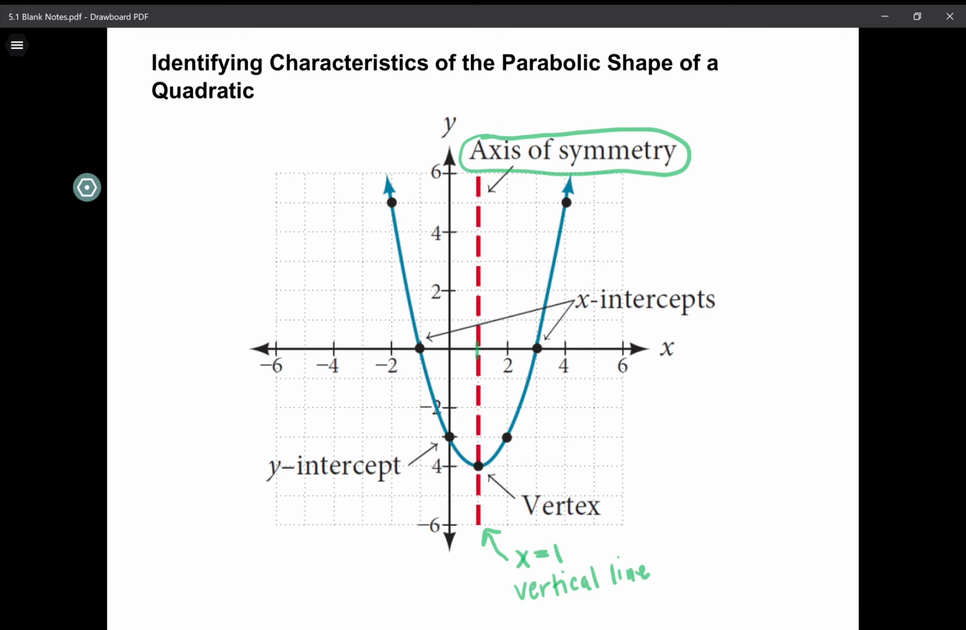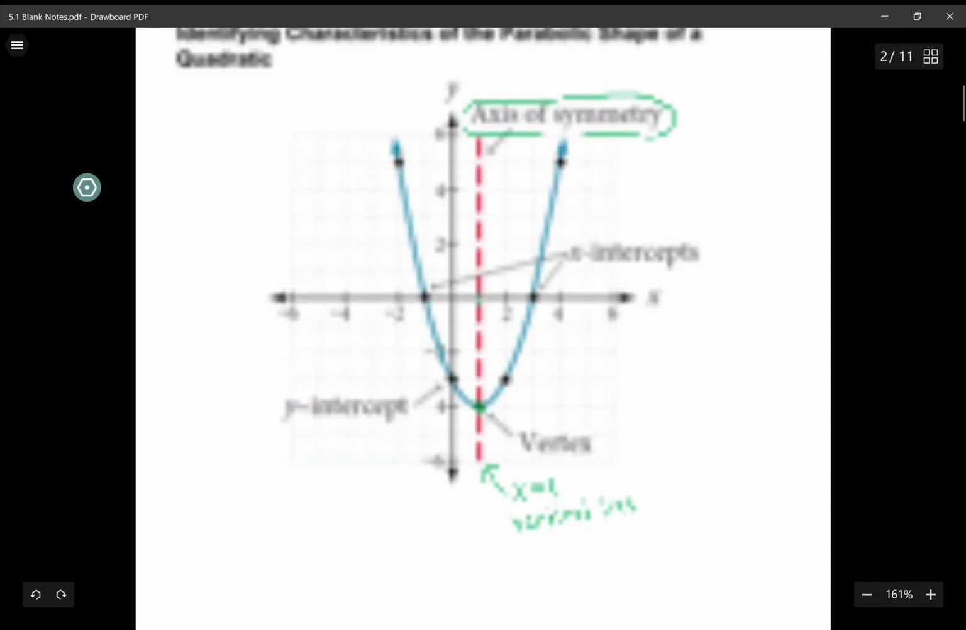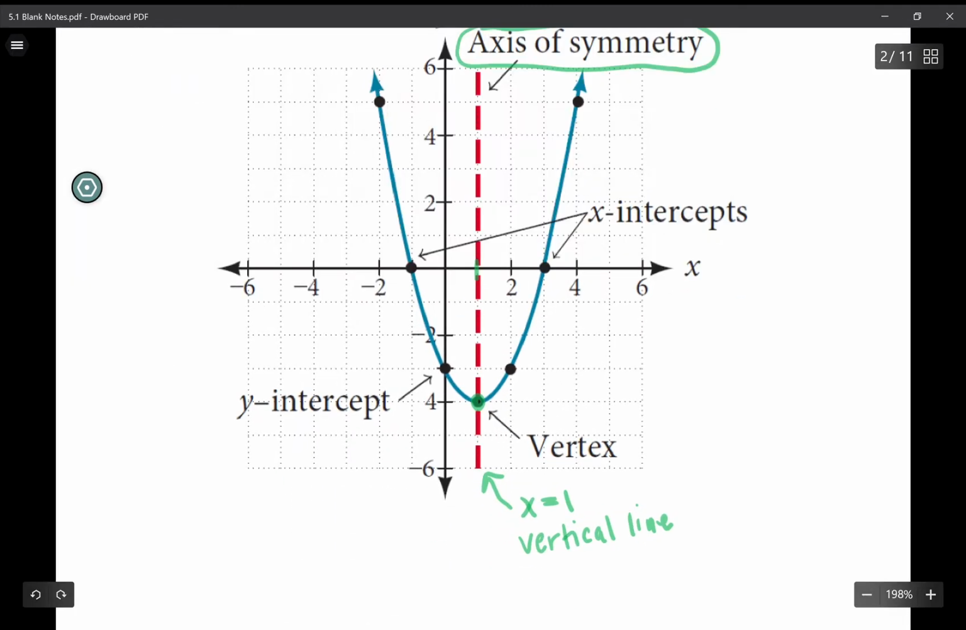All right, the next thing we notice is that it has a vertex. That's going to be either a maximum or a minimum value. If the parabola opens up, it's a minimum, at the bottom of your valley, or a maximum if it's a mountain, if it opens down. This vertex is an ordered pair in the plane, and it occurs at over 1, down 4. So the vertex occurs at the point (1, -4).